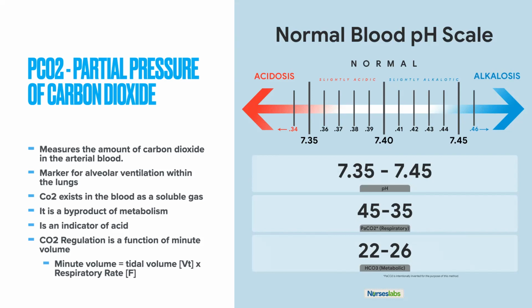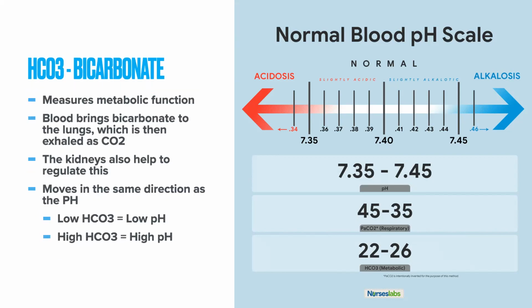So partial pressure of carbon dioxide. This one's important. We can measure this in the field. Bicarb or HCO3. Bicarbonate measures metabolic function, and blood brings bicarbonate to the lungs, which is then exhaled as CO2. The kidneys also help to regulate this through urine secretion, and it moves in the same direction as your pH. So if your pH goes up, your bicarb goes up. If your pH goes down, your bicarb is going to go down, and your carbon dioxide is going to move opposite.